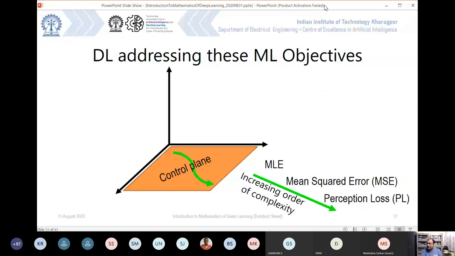So let's get to the next part of the problem. Here I would come to the control plane. Over here, I did mention that the easiest of the problems to solve is with maximum likelihood estimation, and the toughest is to do something like a perceptron loss. Now what I'm trying to show you is what this perceptron loss is and why you need it. So let's take an example.